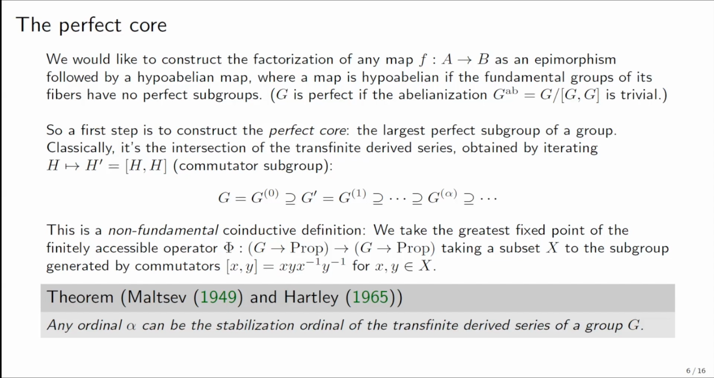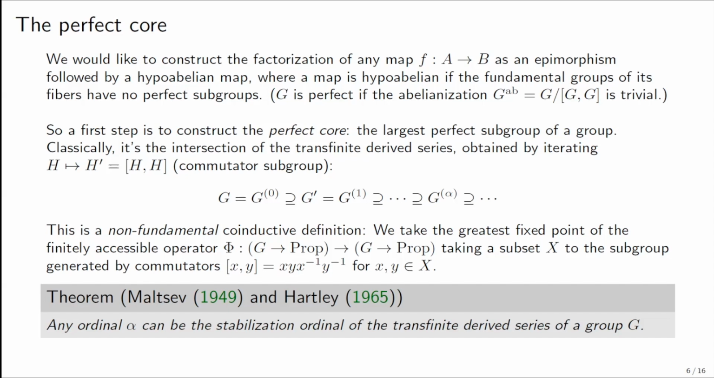So we need to construct for every group, as part of this endeavor, the perfect core, which is the largest perfect subgroup. Classically, it's easily definable as the intersection of the transfinite derived series, where you iterate the formation of the commutator subgroup. You start with the group itself, you form its commutator subgroup, the commutators of the commutators, and so on. And this doesn't necessarily terminate in omega steps. In fact, Mal'cev proved that any ordinal is a stabilization ordinal of the transfinite derived series. And if you start with a countable ordinal, you can take the group to be countable.